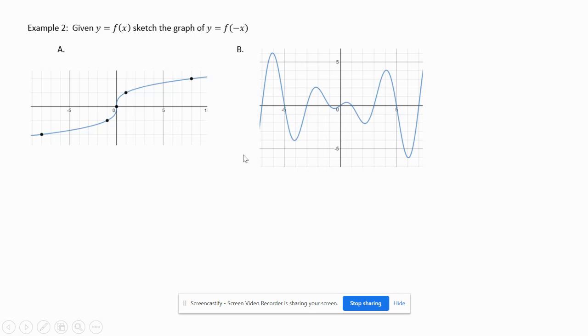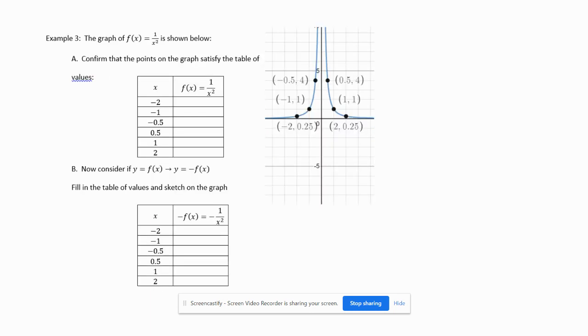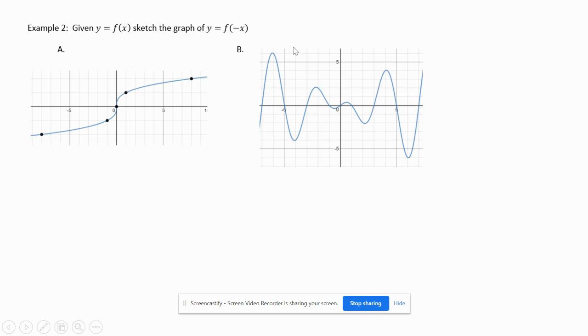All right, so for example 2, we have two graphs over here, and this is f of x, and we're asked to graph y equals f of negative x. And again, this is a reflection in the y-axis. Okay, so this point, which is 8 comma 2, is going to become negative 8 comma 2. This is 1, 1, it's going to become negative 1, 1. This point stays the same. We have a special name for this. We'll talk about that in a sec. This has an x value of negative 1.